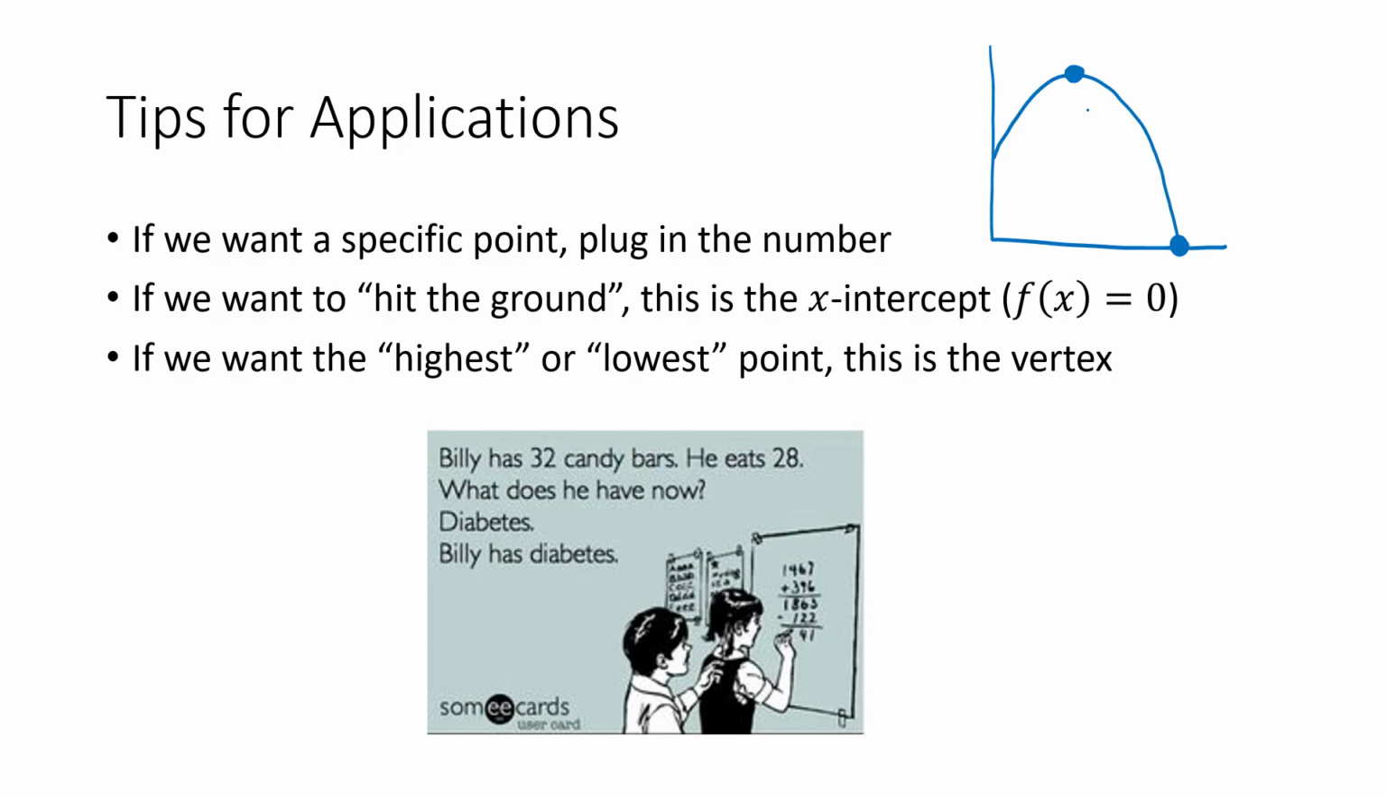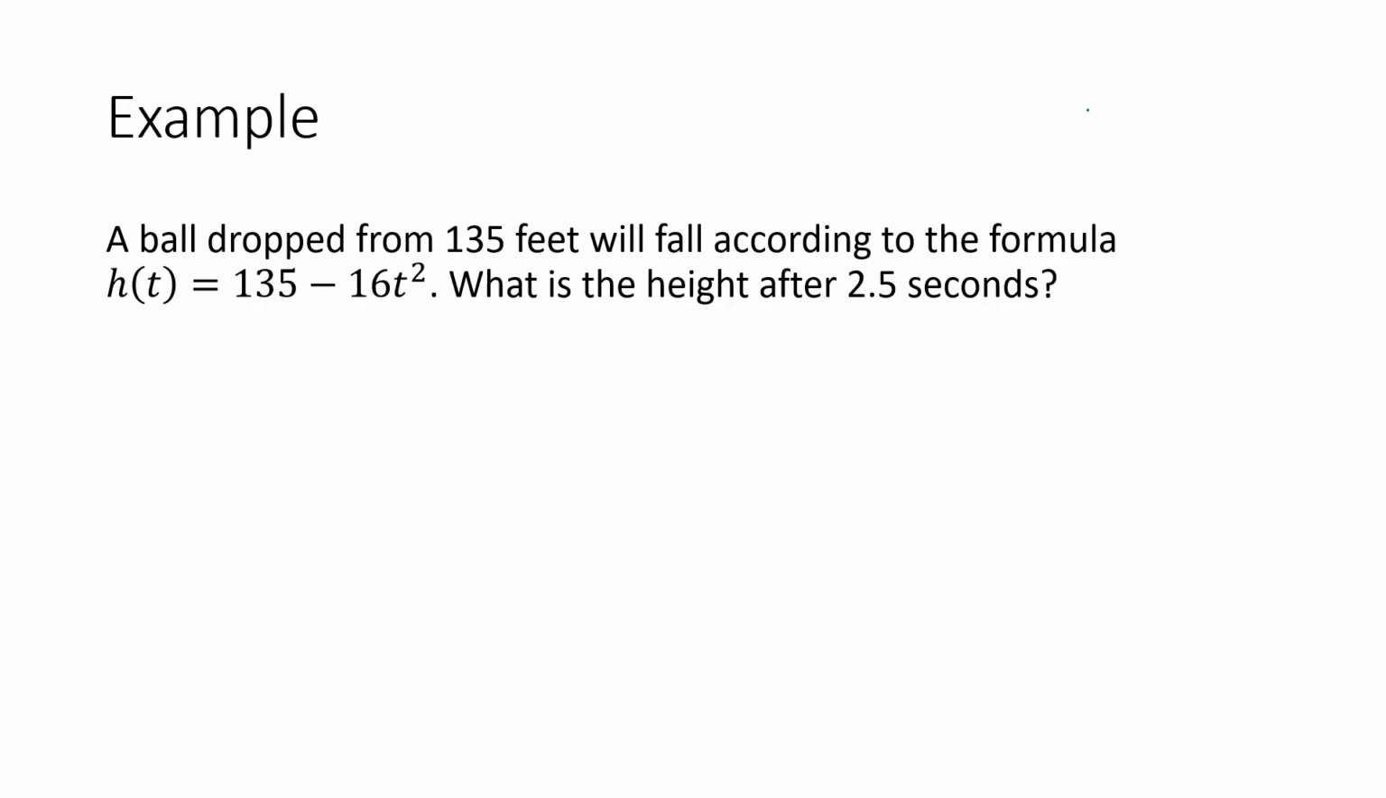Hopefully they make a little bit more sense than Billy having 32 candy bars and he eats 28. What does he have now? Diabetes. Billy would have diabetes. Lots of candy bars.